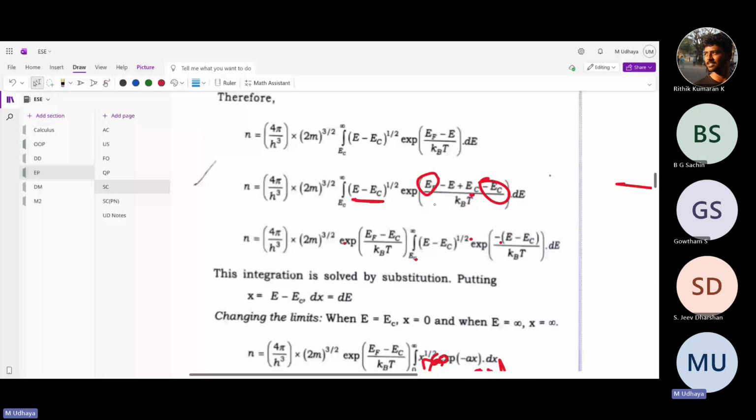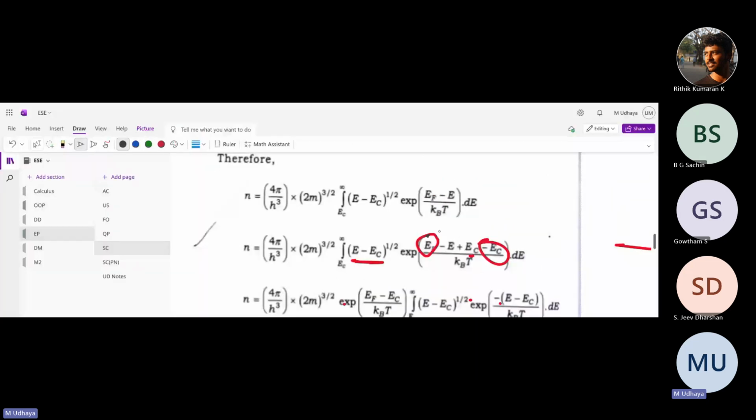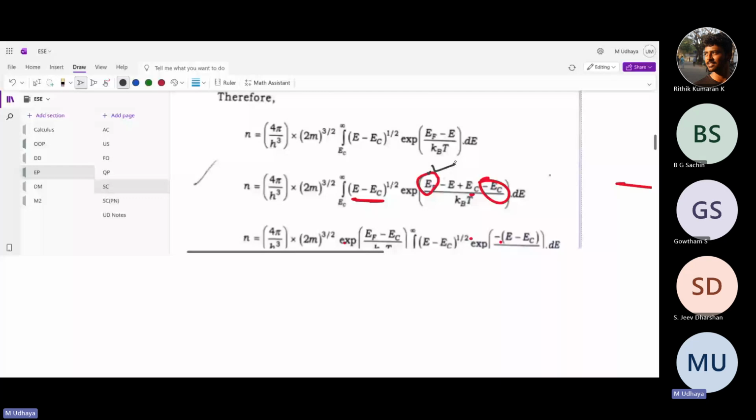Now what is remaining? (E minus Ec) already was there, power 1 by 2. E power, what is now there? We observe that we took this term, and we'll have Ec minus E. Ec minus E does not make sense to me. That's why I put it as minus of (E minus Ec). E is better than Ec anyways. So e power minus of (E minus Ec) by kT dE.